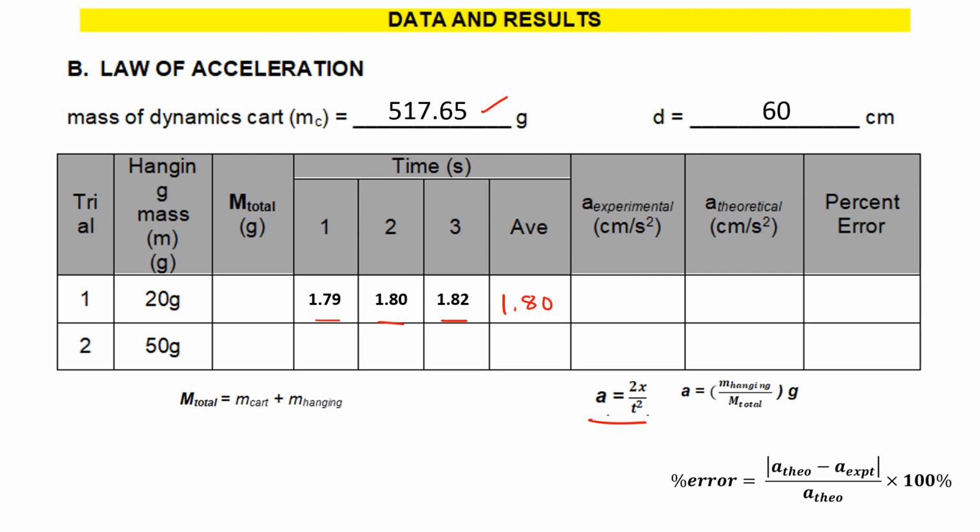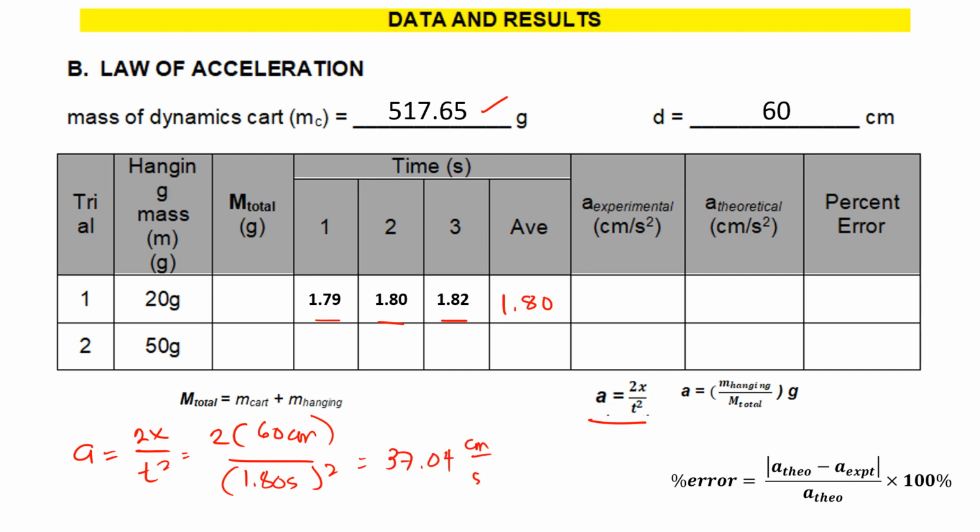So we have the given distance here. Now we can compute the experimental value of acceleration. Acceleration is 2x over t squared, which is 2 multiplied by 60 centimeters over 1.80 seconds squared. The value of the acceleration here is 37.04 centimeters per second squared. So this is the experimental value.